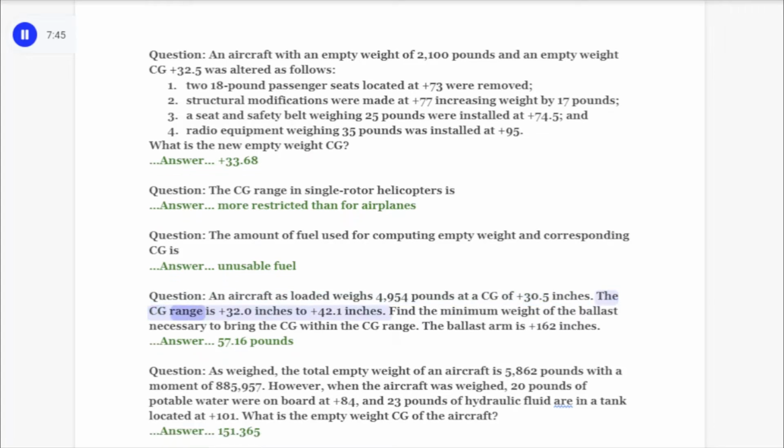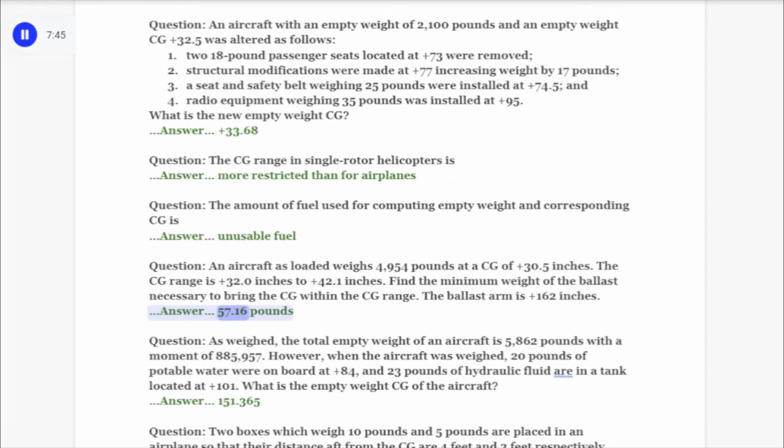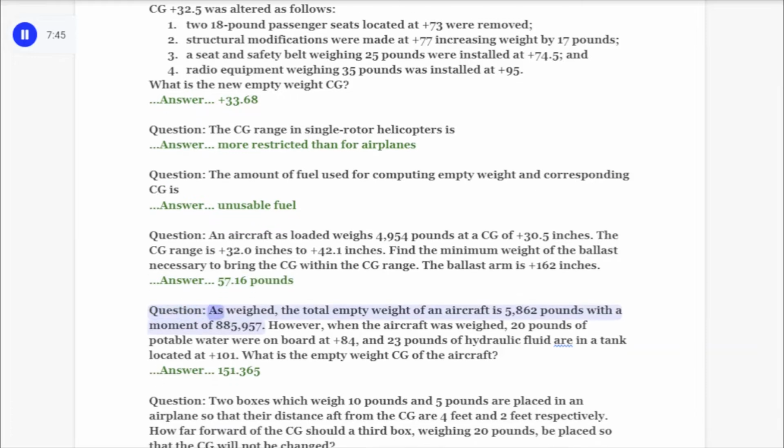Question. An aircraft is loaded weighs 4,954 pounds at a CG of plus 30.5 inches. The CG range is plus 32.0 inches to plus 42.1 inches. Find the minimum weight of the ballast necessary to bring the CG within the CG range. The ballast arm is plus 162 inches. Answer. 57.16 pounds.